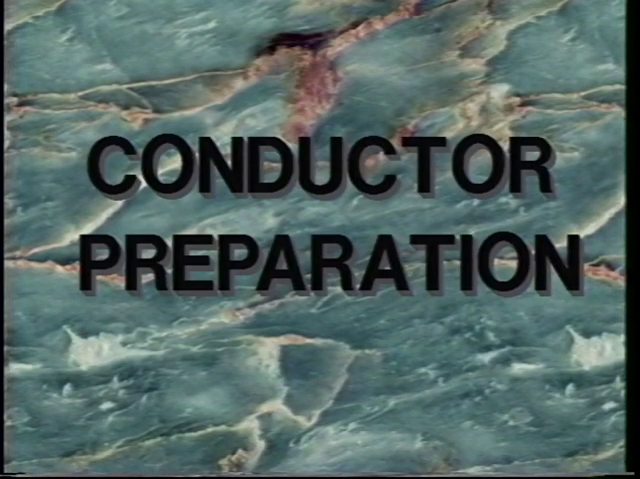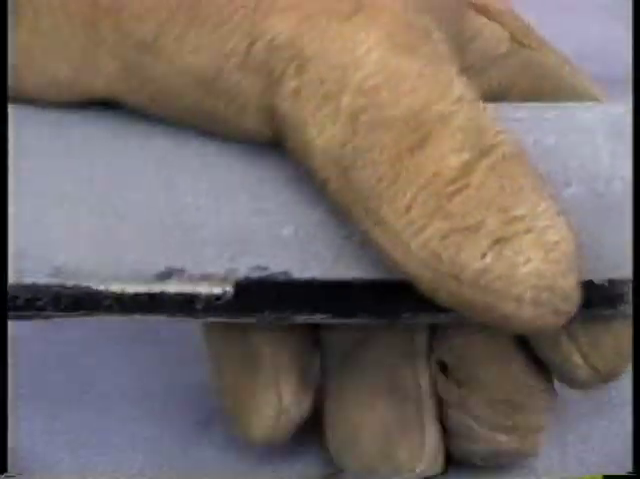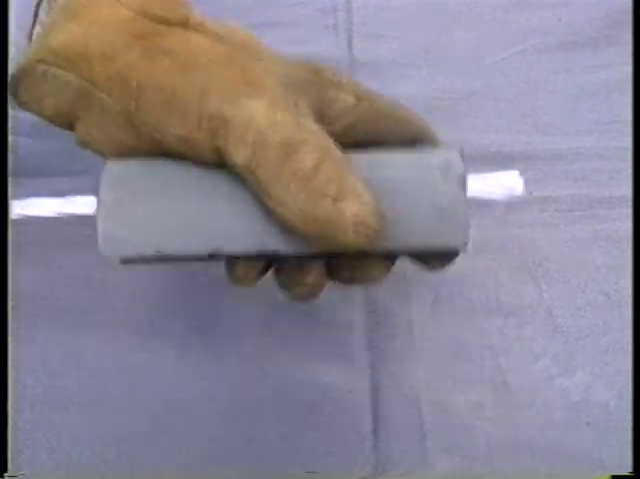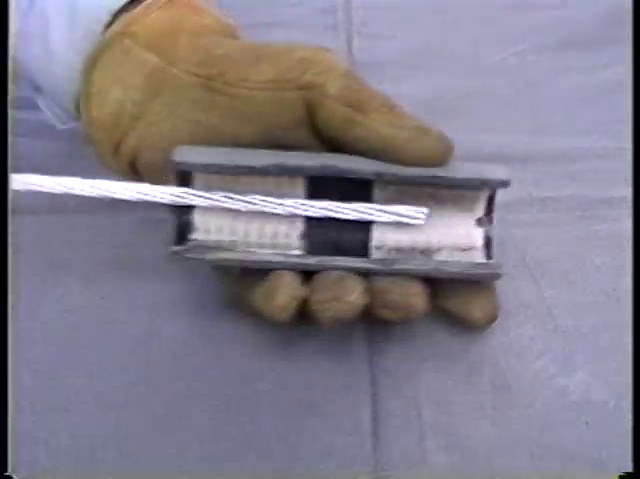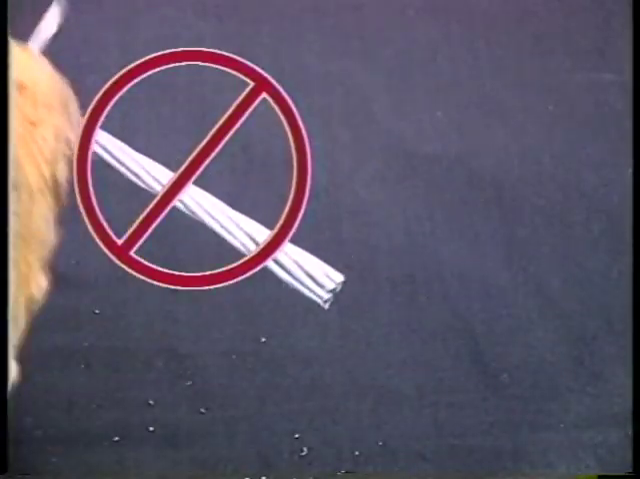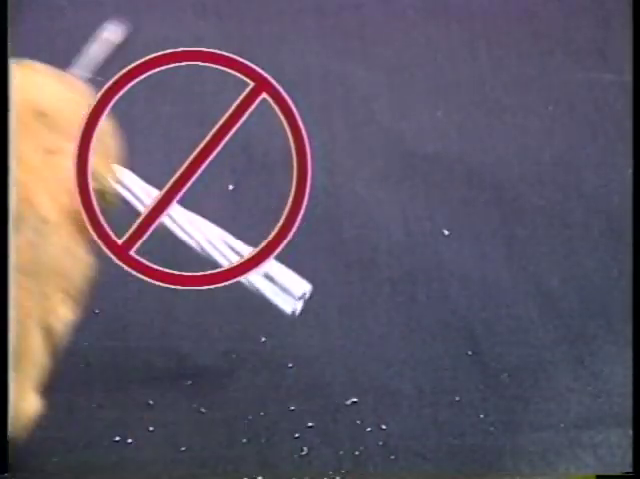Conductor preparation. Use a wire brush to clean the conductor thoroughly to remove all oxidation and other contaminants. This will ensure a low-resistance connection. Never use a knife to clean the conductor. This damages the conductor and does not clean it adequately. Always use a wire brush.